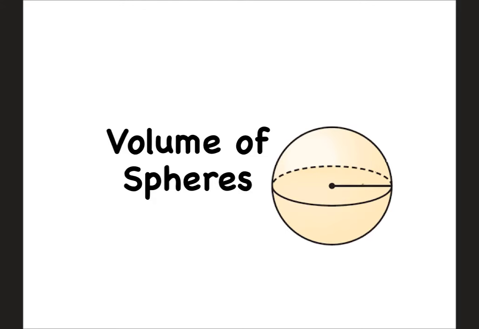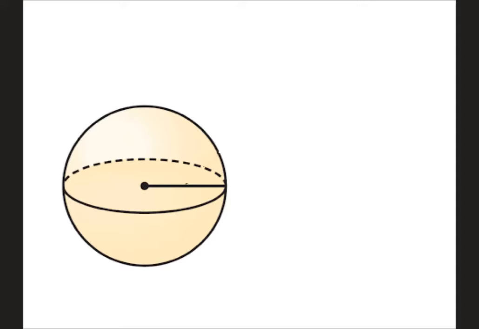In this video, we're going to take a look at the volume of our last shape, which is a sphere, and this is going to correspond to section 10.3 of the textbook. So here we have a diagram of a sphere.